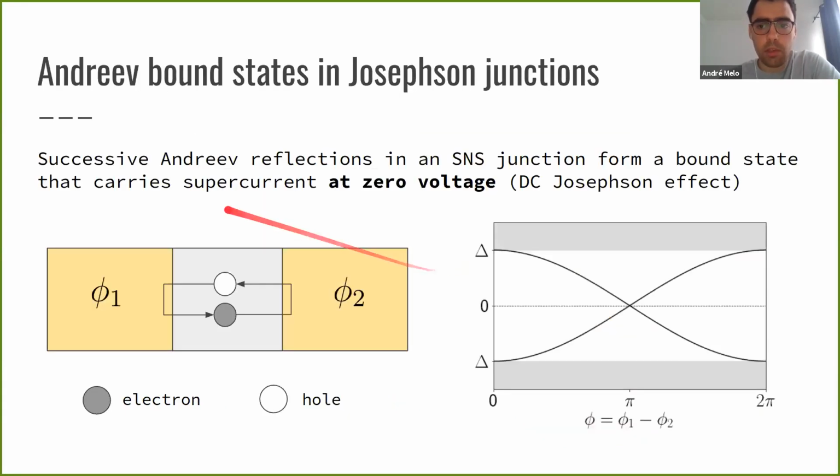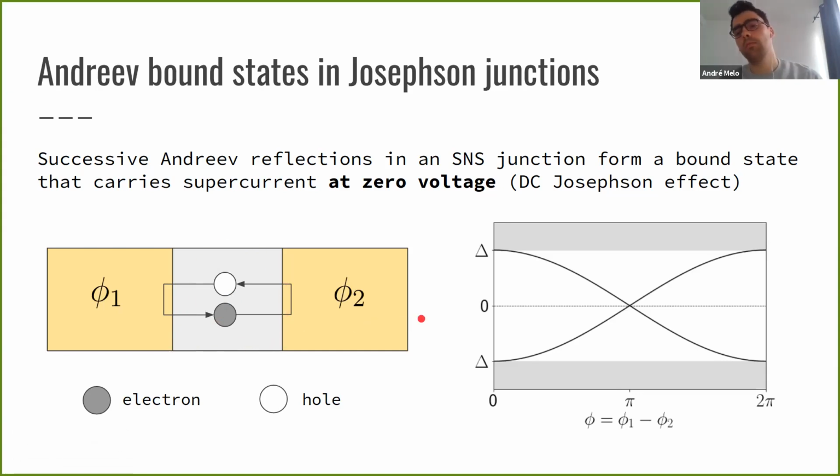Now, if I put together an SNS device, meaning superconductor, a short normal region, and another superconducting terminal, this Andreev process can still happen. Meaning I can still have an electron traveling that retroreflects as a hole. This hole then goes to the left, Andreev reflects as an electron, and the whole process starts over again. So these successive Andreev reflections can become sort of resonant and form a bound state that lives in the junction here, in this weak link part of the device.